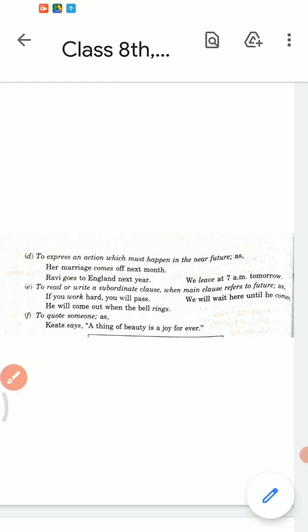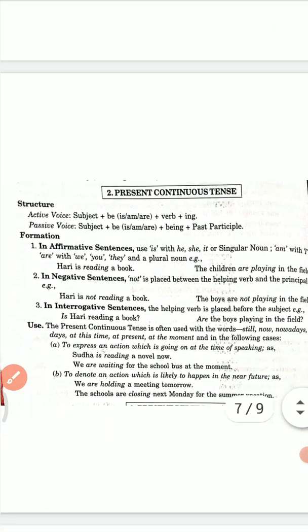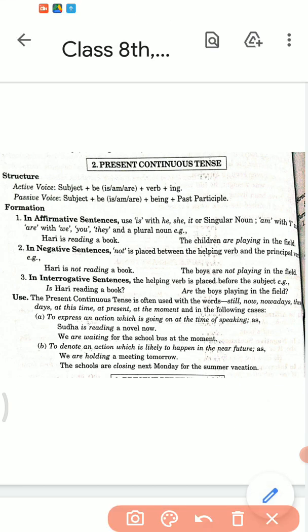Now, see the present continuous tense. You will get the structure here. Subject plus be, that is is, am, are, plus verb first form and ing. And if we write it in the passive form, we will write subject plus be plus being plus third form of verb. Where the formation is given, in affirmative sentences, use is with he, she, it, or any singular noun. Am with I and are with we, you, and they, or any other plural noun.